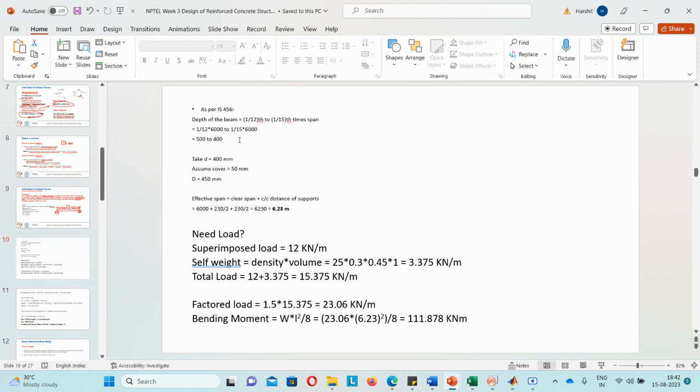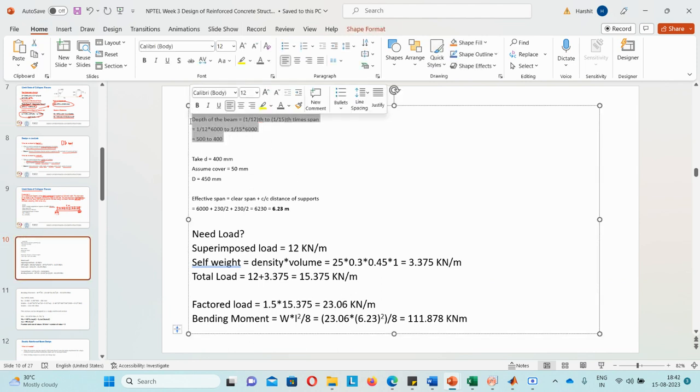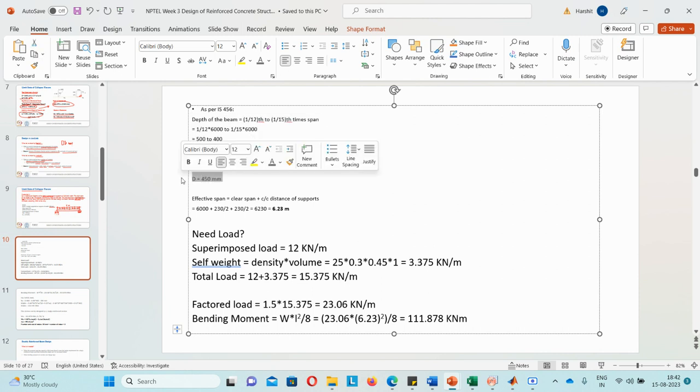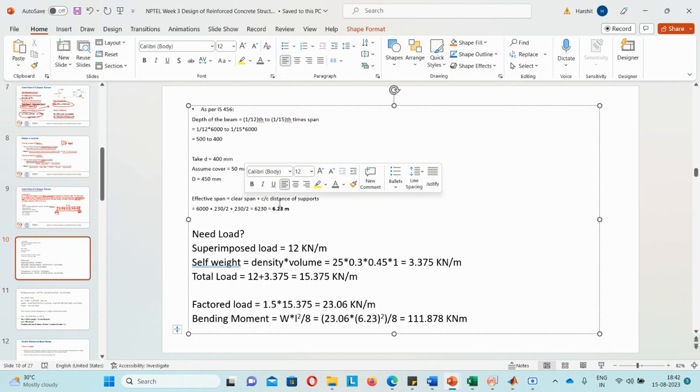Okay, so is everyone clear with the solution? First, we calculated the depth of the beam. Since it was not given in the question, we assumed a cover. We got the total depth of the beam. Now, the clear span and the width of the support were given, so we calculated the effective span, which came out to be 6.23 meter. Now, in the question, superimposed load was given and it was asked to consider the self weight also. So we calculated self weight by multiplying density and volume. The density of concrete is generally taken as 25 kN per meter cube, and volume we know. So we got the total load.